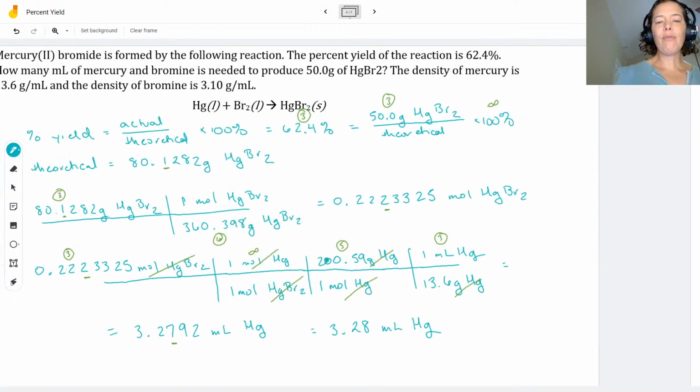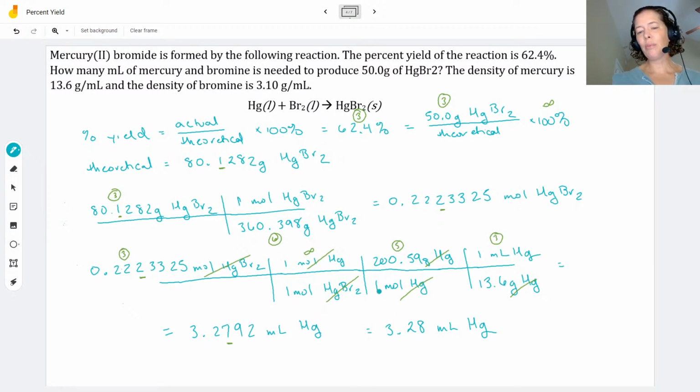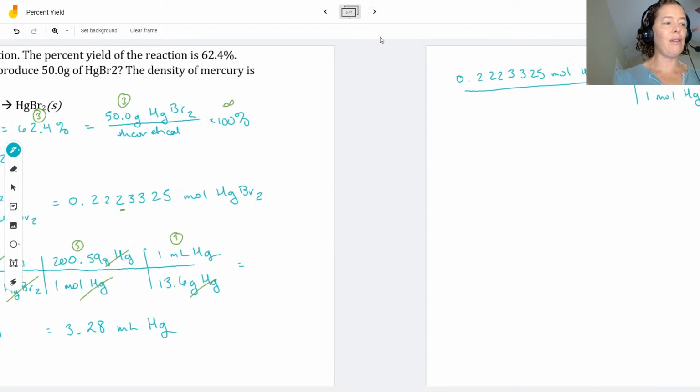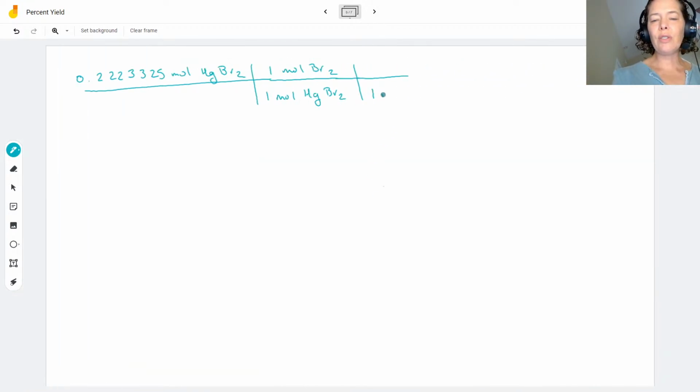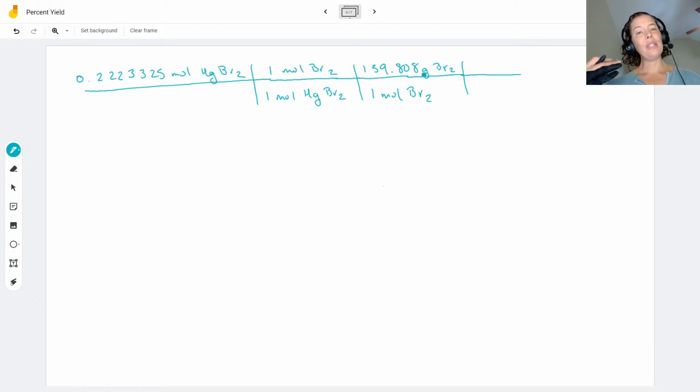Again, now that I have moles, I'm going to go back. You can see down here with mercury, we went to grams and then we went to milliliters. So I'm going to do the same thing, but I'm going to have to use the molar mass of bromine and, of course, the density of bromine. So first, let's do the molar mass of bromine, convert our moles to grams. 159.808. Whoops, that's Br2. And then now that I have grams, I'm going to use the density to convert to milliliters.